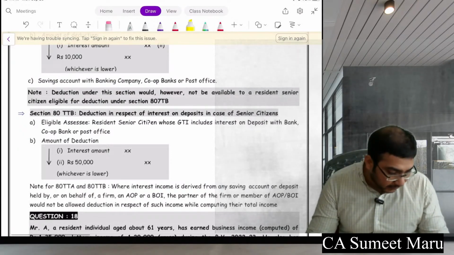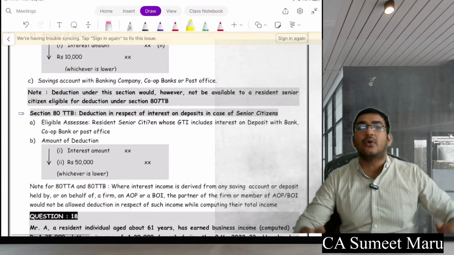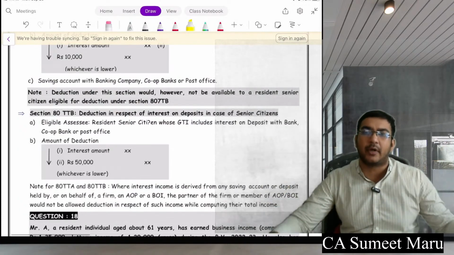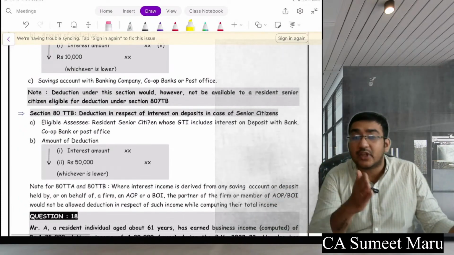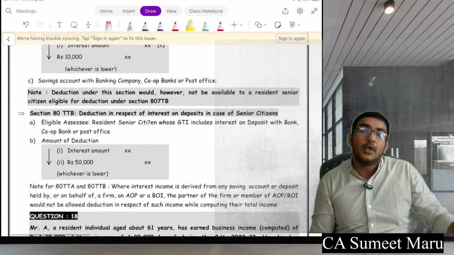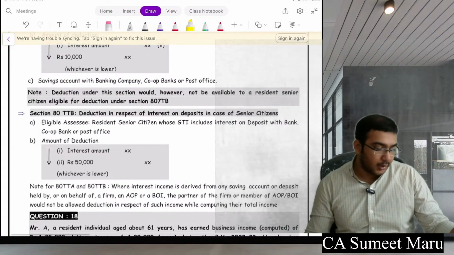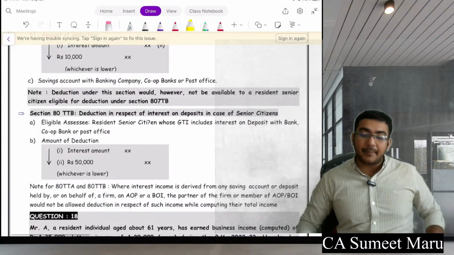Now let me know if you have any query in this chapter. I got one query from Kirti: sir, in 80JJA what will salary include? Salary includes everything, whatever you pay to the employee. It's from the employer's point of view, no perquisites here. So here salary includes whatever actual amount you pay to your employee. Clear, Kirti?